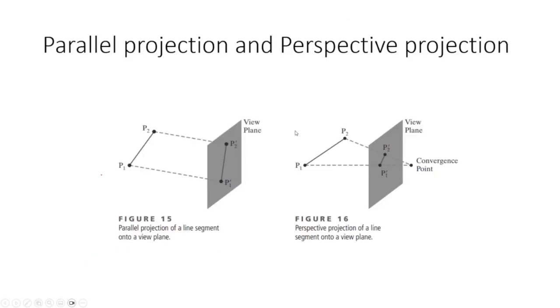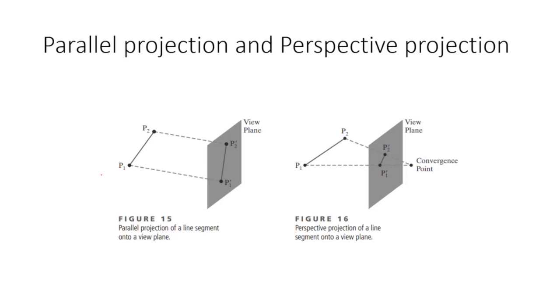Next, I think here's a brief introduction to parallel projection and perspective projection. Parallel projection is achieved by projecting parallel projection lines onto a view plane, and in perspective projection the projection lines extend to a convergence point onto the view plane.